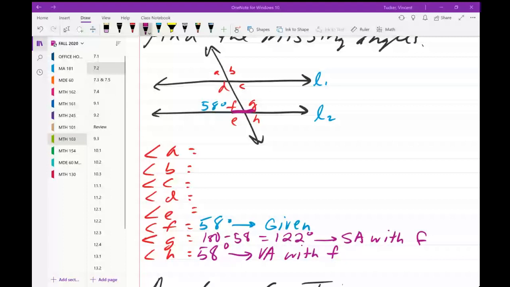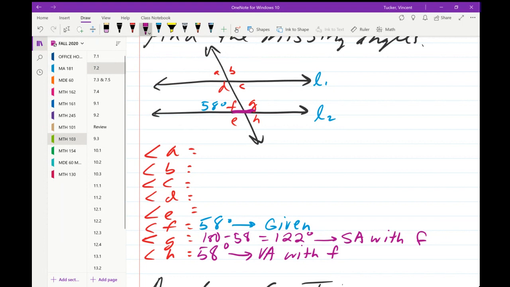Someone asked, what are these types of problems called? For the most part, it's just geometry: finding the missing angles. But they don't have a specific name. If I were to look this up, I would say finding the missing angles in geometry. So some problems should pop up for that if that's what you're looking for.